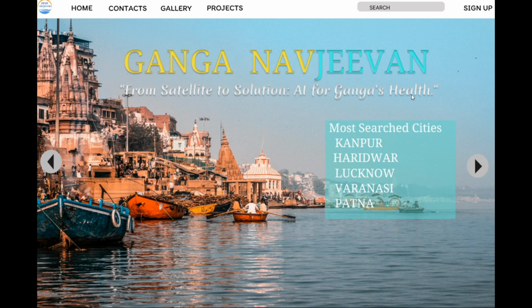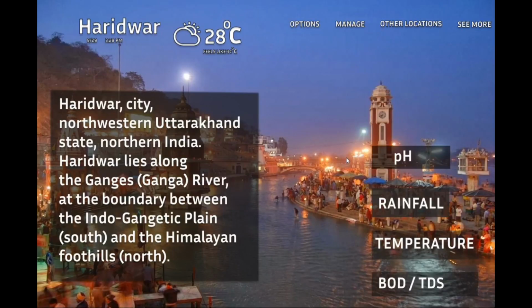Also we would add a map here. Through this map the user could scroll down and see the cities and the parameters. But the map is still under development. For now we have given a few such cities here. Let's say I select Haridwar. Now we move on to a page where the details about Haridwar are given.